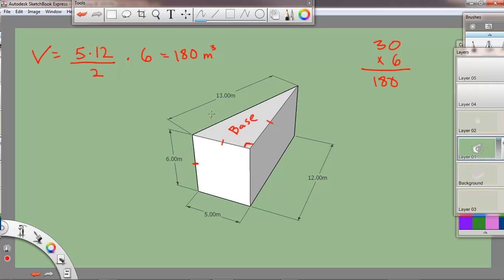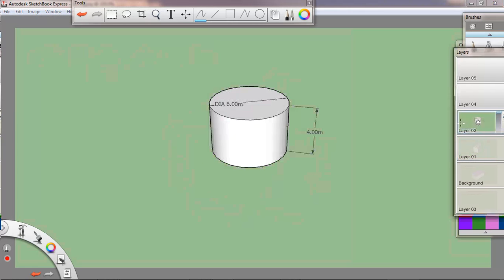Okay, now what about this 13? Well, with triangles, you know, sometimes you have a side that isn't important for finding the area. All right, the base and the height are what we're interested in. And that was 5 and 12. Okay, the height was 6. 13 doesn't come into play here, not for volume. It will later when we learn surface area, but not for volume. Okay, let's go to the last example here.